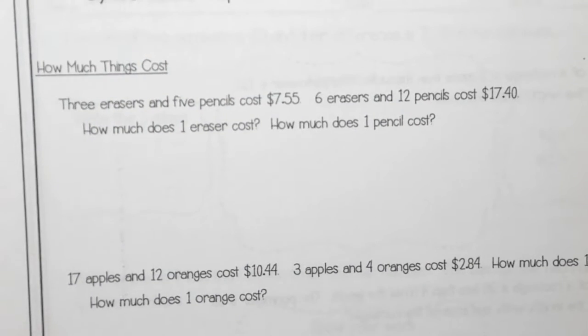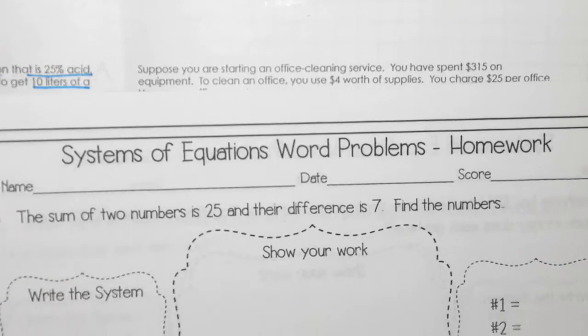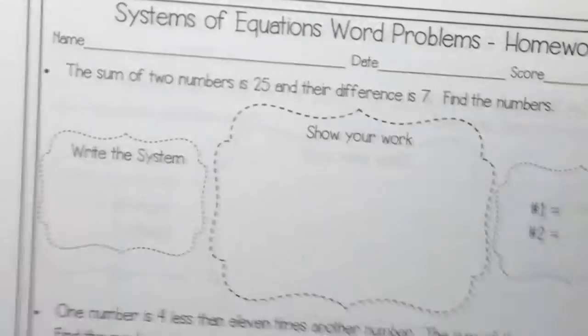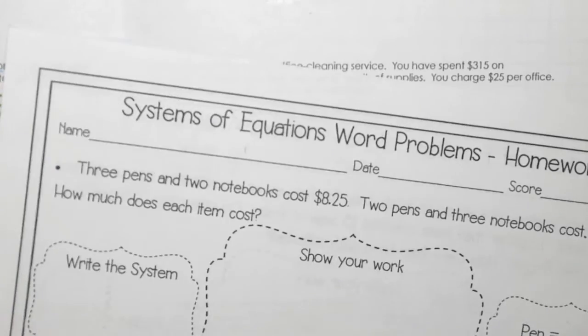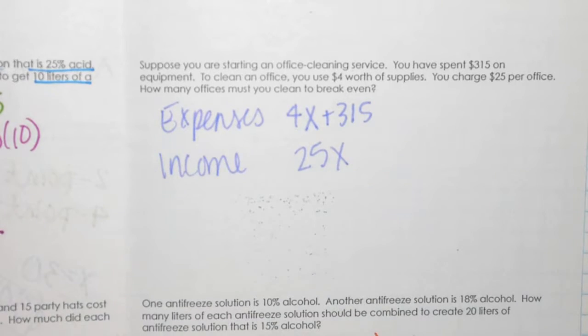Then it should be 3 erasers. Then it should be the sum of two numbers is 25. And then it should be 3 pens and 2 notebooks. It should be in the order that I handed it to you.